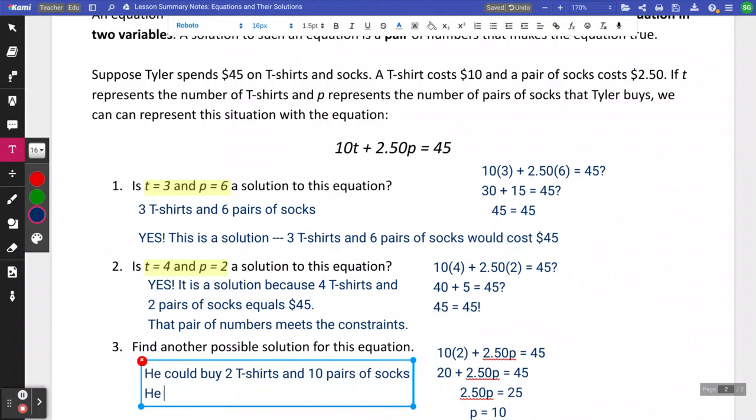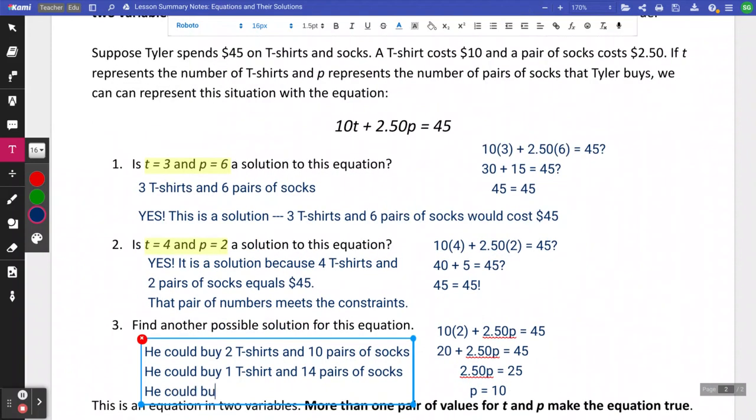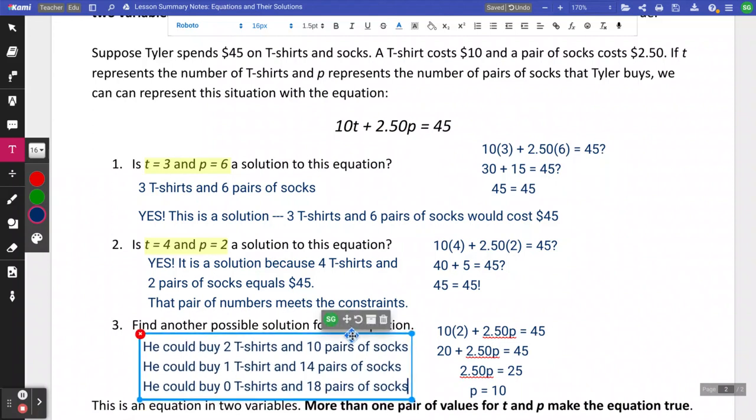There's some other options. I think he could buy 1 t-shirt and 14 pairs of socks is also an option. And if you didn't want him buying any t-shirts, he could buy 0 t-shirts and I believe it's 18 pairs of socks. Let me confirm that real quick for us. Yep, 18 pairs of socks times that $2.50 for each pair would be $45. So there are lots and lots of possible solutions for this equation here.